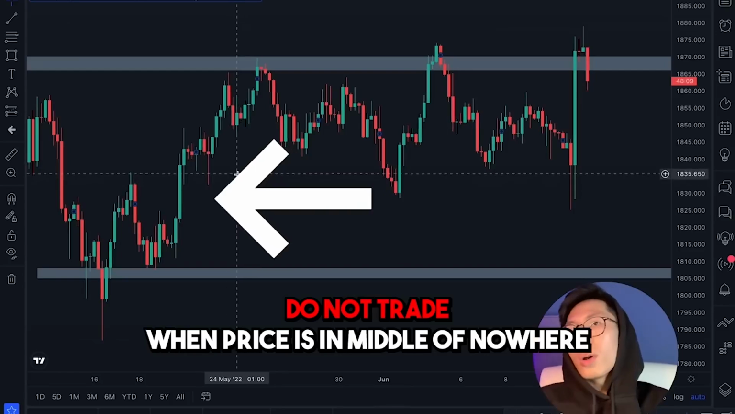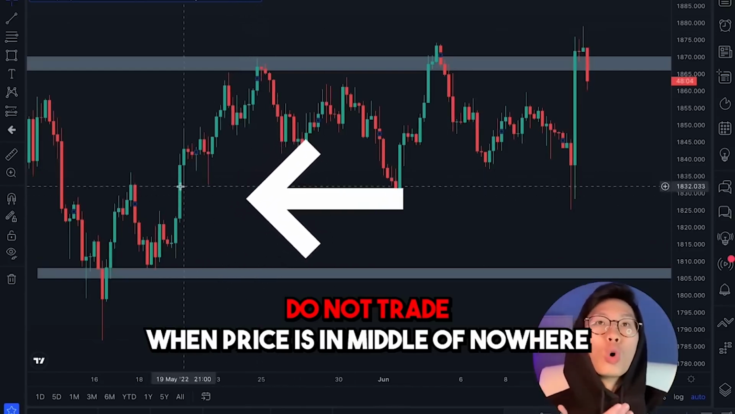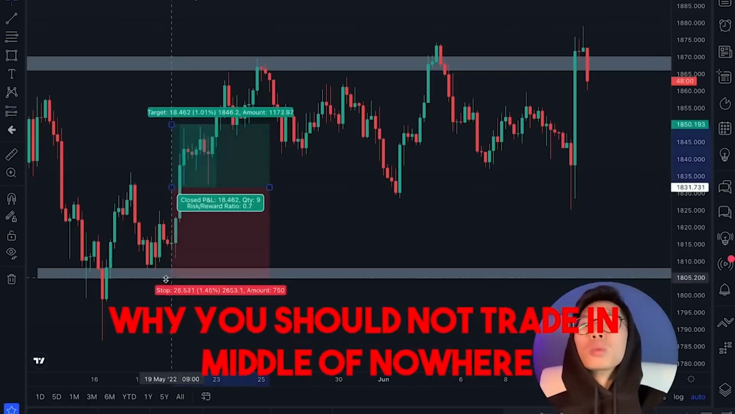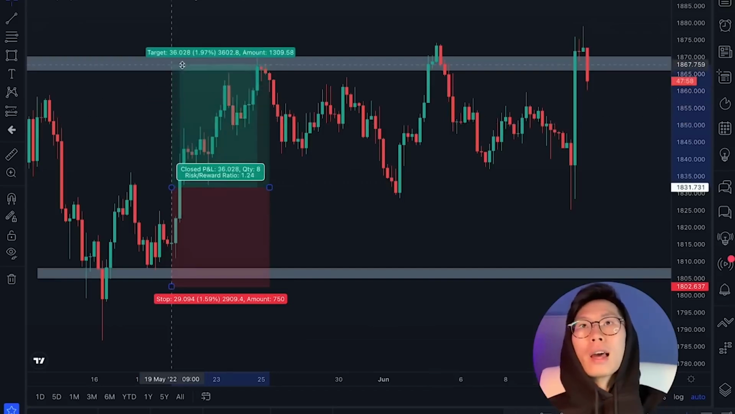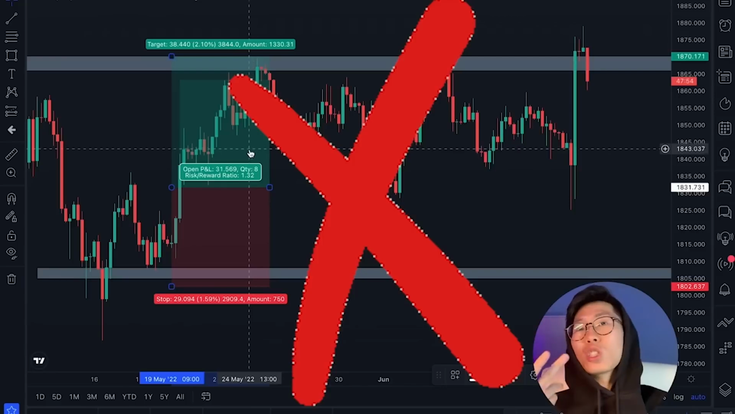Because you do not want to get in the middle of nowhere, alright? Do not get into the trade in the middle of nowhere. So let's say you get in for a buy somewhere around here, your stop loss is below here, and then you take profit at this key level, then guess what? That is a 1 risk to reward ratio, and that's not worth it.